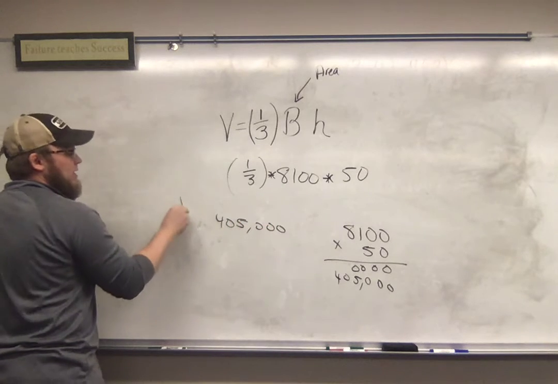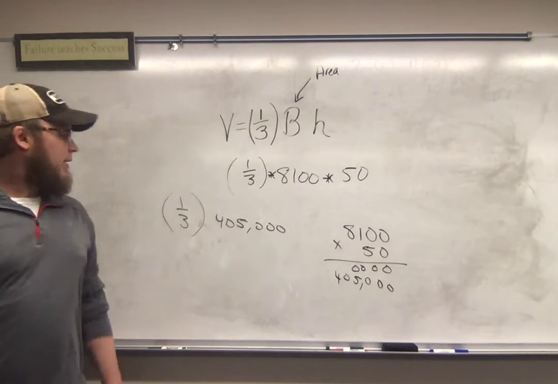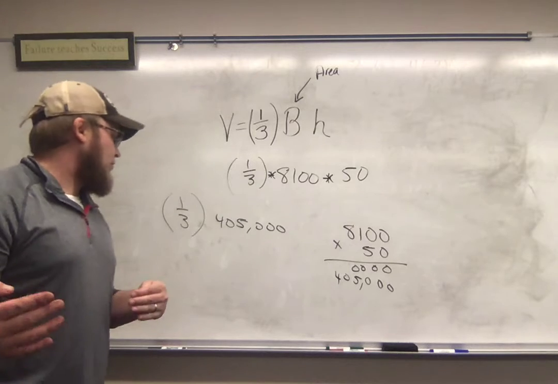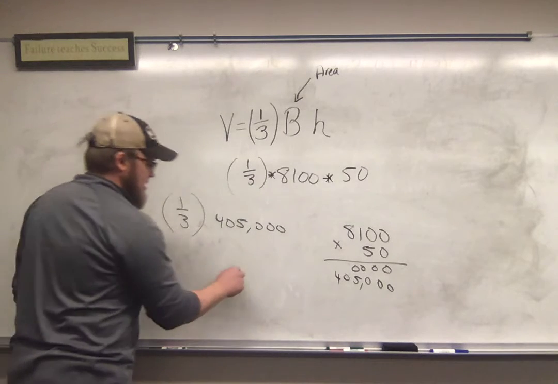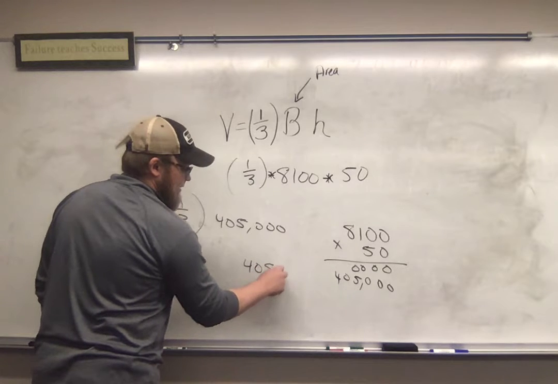And don't forget, we need to take it times 1/3 still. We have not done that. Okay, so you have 405,000. And now again, you can either times it by 1/3 or you can divide it by 3. And for that, I'm just going to do that.